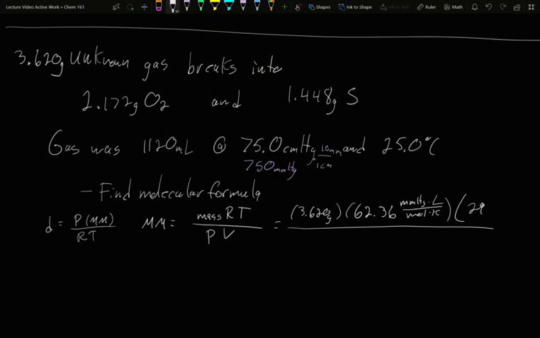25 Celsius is 298 Kelvin. Our pressure, 750 millimeters of mercury. It's not that you can't use centimeters, but by standard we tend to use millimeters of mercury. So if you have to, adjust them back into the standard millimeters unit. And our volume, well, it was in milliliters, so divide by 1,000 to get liters, 1.120 liters. Add all that together, comes out just about 80 grams per mole.